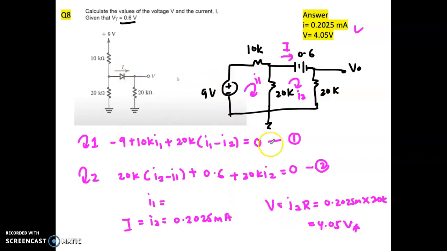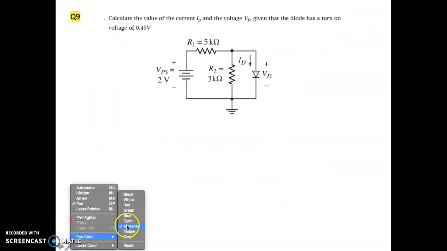So this is how you're going to solve. Just hold the principle of either mesh or nodal to solve this question. When you need to check your diode, is it turned on? If it is turned on, you can replace it depending on the question.